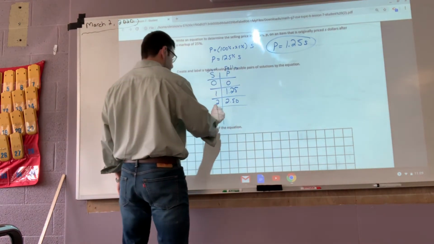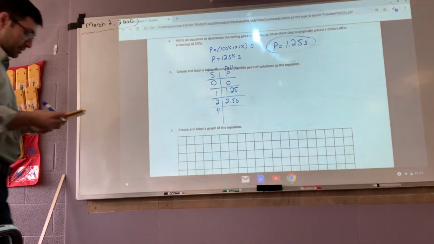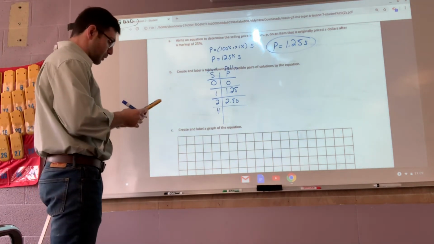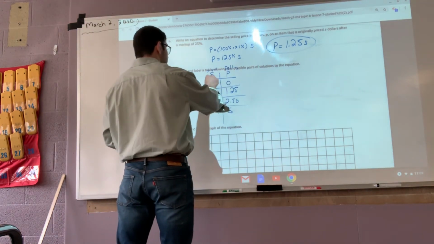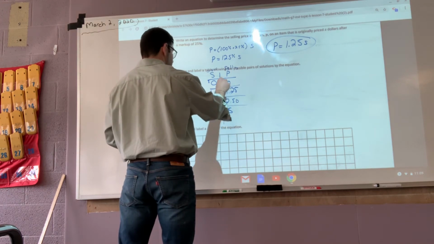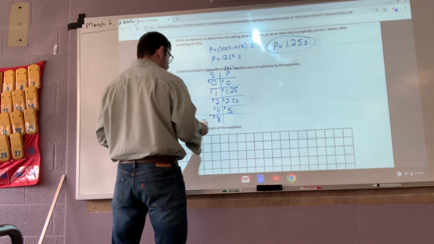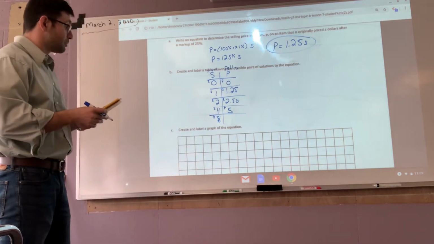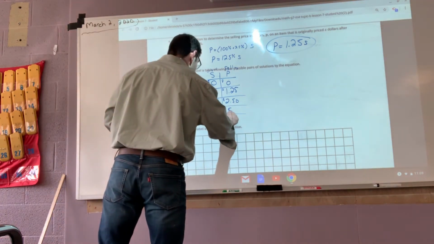Let's do 4. So I substitute in $4. Let's get a calculator because I'd hate to make a simple mistake. 4 multiplied by 1.25 is $5. So these are all dollars. Okay? I could do another one and say 8. So if it's $8 originally, how much am I paying after the markup? Well, 8 times 1 and 25/100 gives me $10.